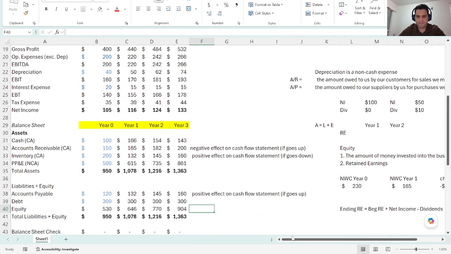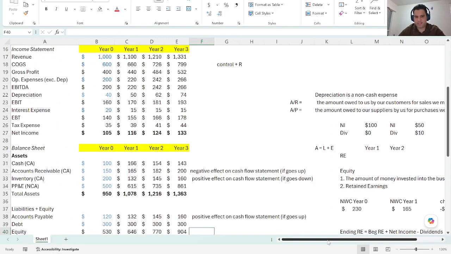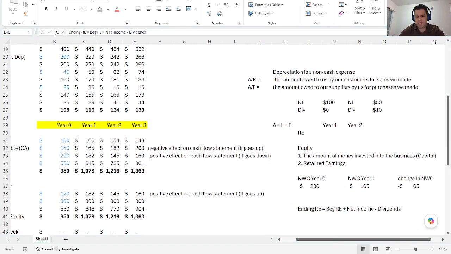One thing to note is equity represents two things. Equity could be the amount of money that we invested in the business, which could be share capital, and or it could also be retained earnings. Let's for a second assume that all the equity that we have in the business is our retained earnings. Similar to the formula that we had for ending PP&E, ending retained earnings is the beginning retained earnings plus net income minus dividends.